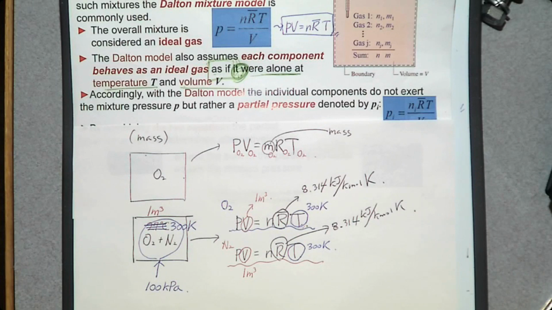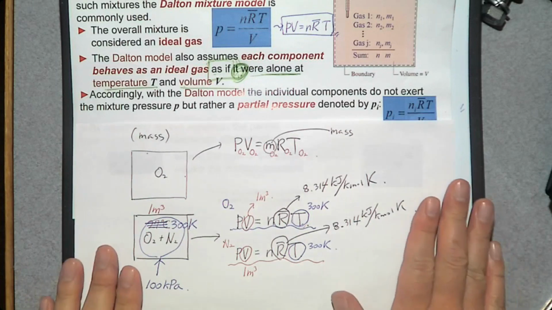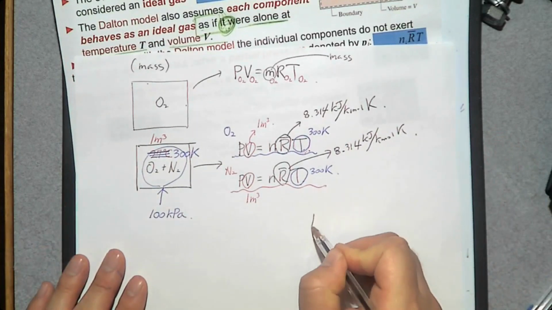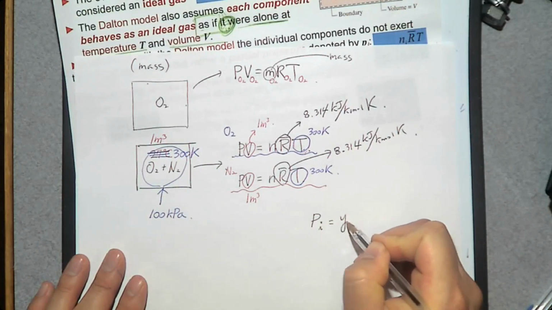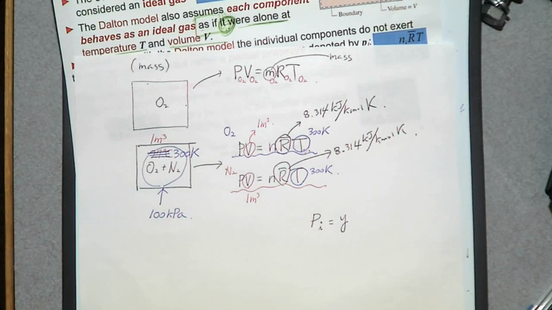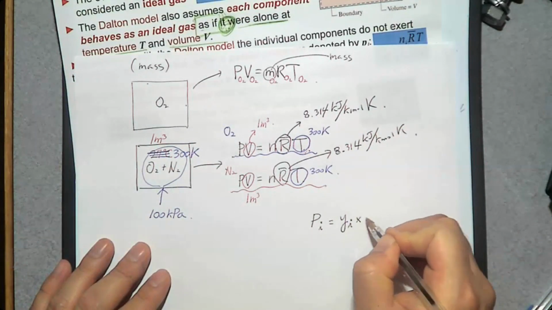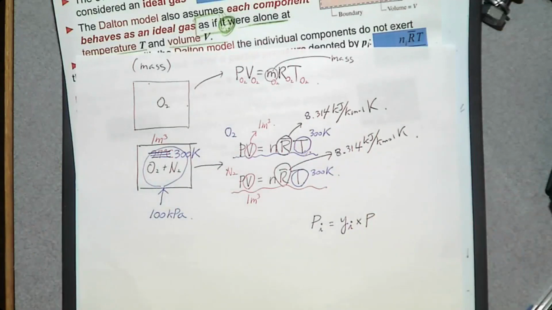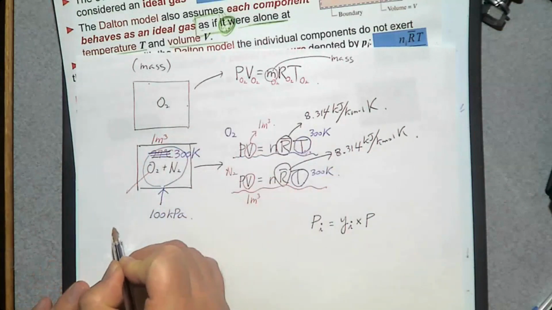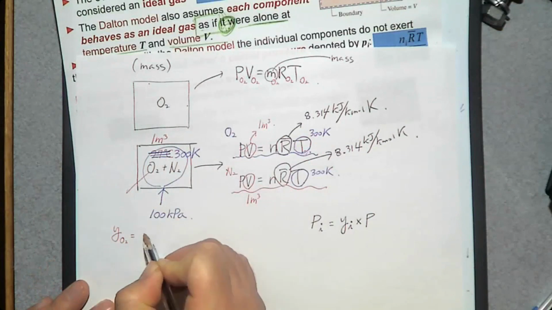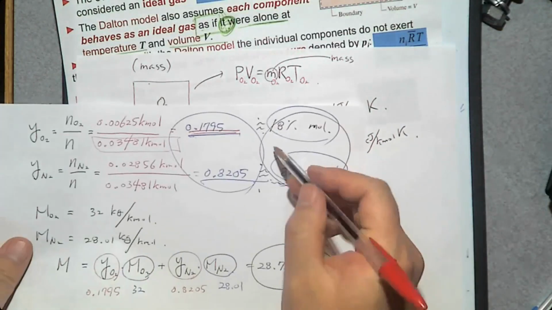And how do we determine the partial pressure of each component? By using this equation. P, the partial pressure of component i, is going to be y, the mole fraction of that component, times the total pressure, the mixture pressure. So partial pressure is the mole fraction times the total pressure. Then let's assume the mole fraction of oxygen is, what was the molar fraction that we studied?